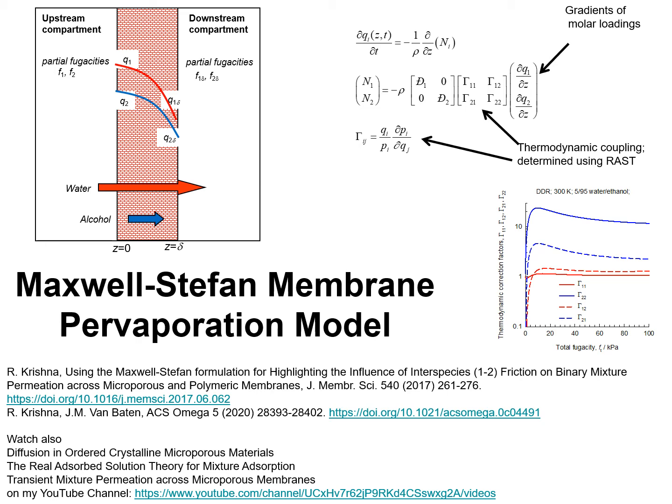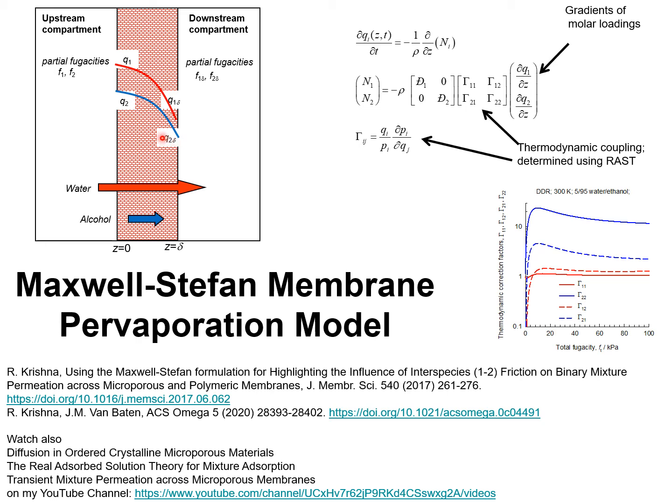Having gained insights into the water-alcohol mixture adsorption in zeolites such as DDR, chabazite, LTA, faujasite, and ziphate, let's turn our attention to water alcohol pervaporation across a zeolite membrane of thickness delta. Here is a schematic of a membrane permeation unit. The upstream compartment has partial fugacities of components 1 and 2, water and alcohol. The component loadings at the upstream face of the membrane are Q1 and Q2. The corresponding component loadings at the downstream face of the membrane are Q1 delta and Q2 delta.